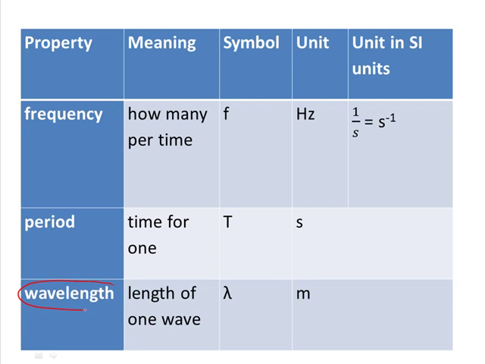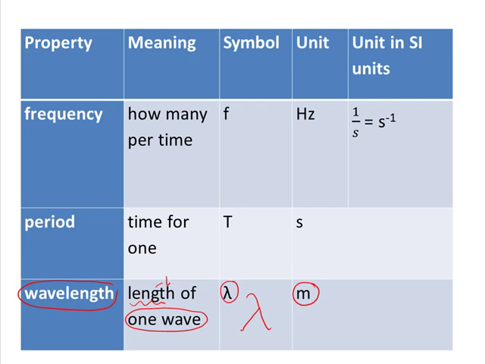Similarly, wavelength is measured in the SI unit meters, and it's a particular type of length. It's the length of one wave. So we don't just use the general symbol L for length. We have a specific symbol, which is the Greek letter lambda, the Greek letter L, which you write like this, and that means the length of one wave.